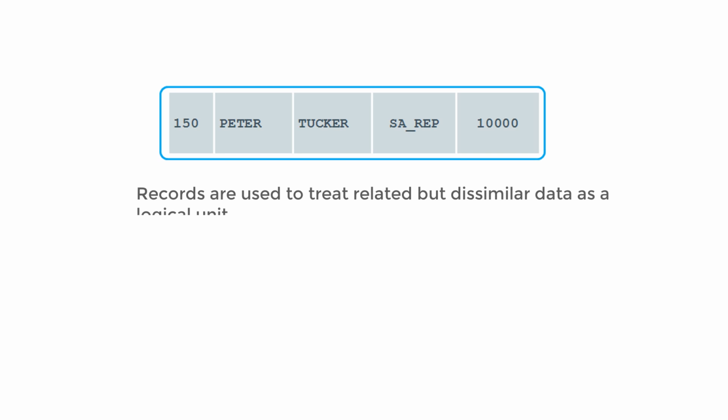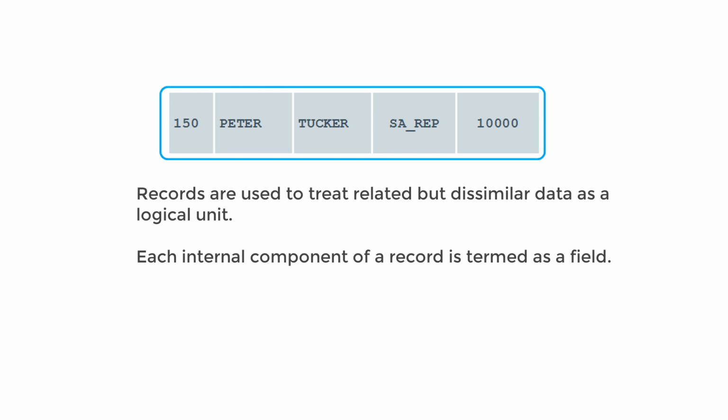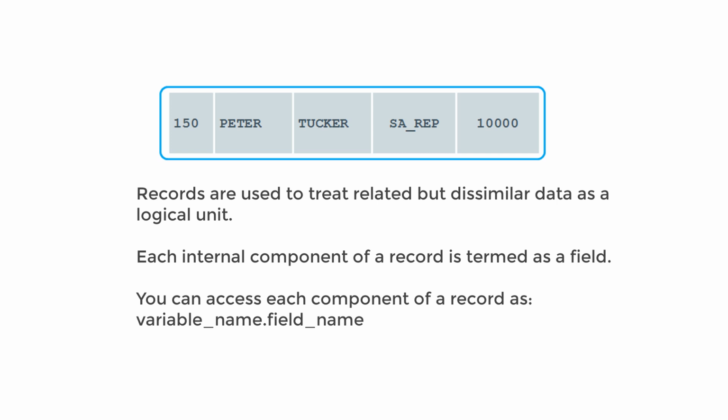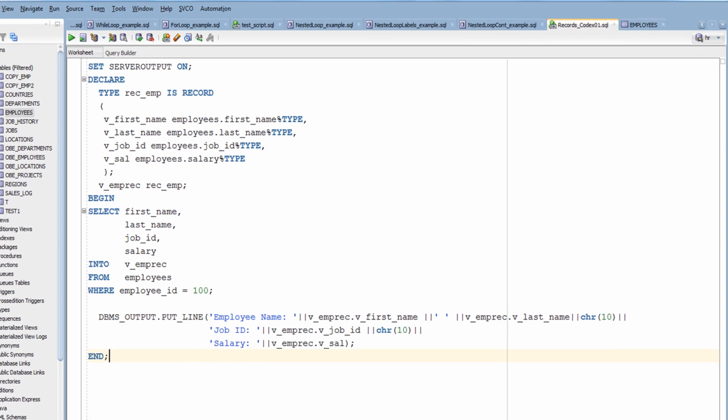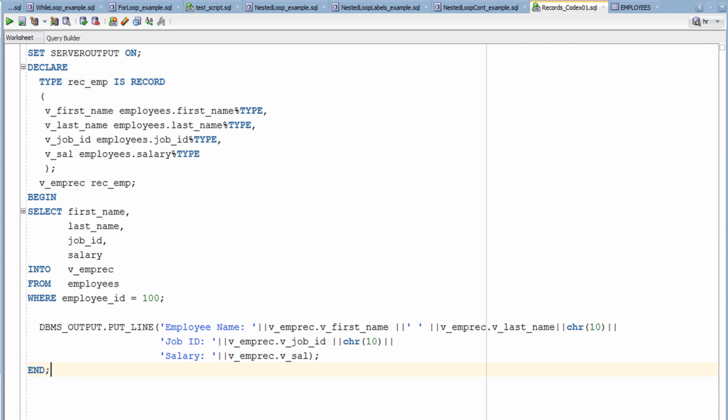Records are used to treat related but dissimilar data as a logical unit. Each internal component of a record is termed as a field. You can access each component of a record as variable name dot field name. The code example shown here demonstrates how to create and use PLSQL records. You must follow a two-step process to create a PLSQL record.